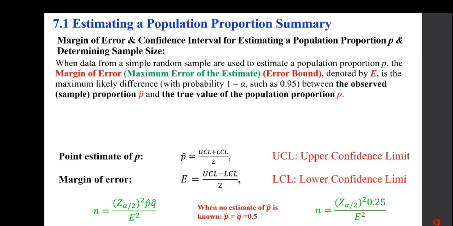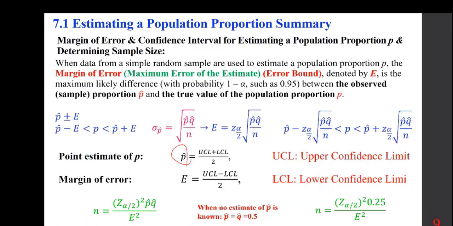One thing I want to make a point of, depending again on the text that you're studying, this is called a margin of error, maximum error of the estimate, error bound. So those are different names that you can see. Now, to start building up a confidence interval, you need to start from somewhere. Where do we start with? P hat. And then we make up an interval that hopefully contains the true population parameter. And that's the idea behind that.